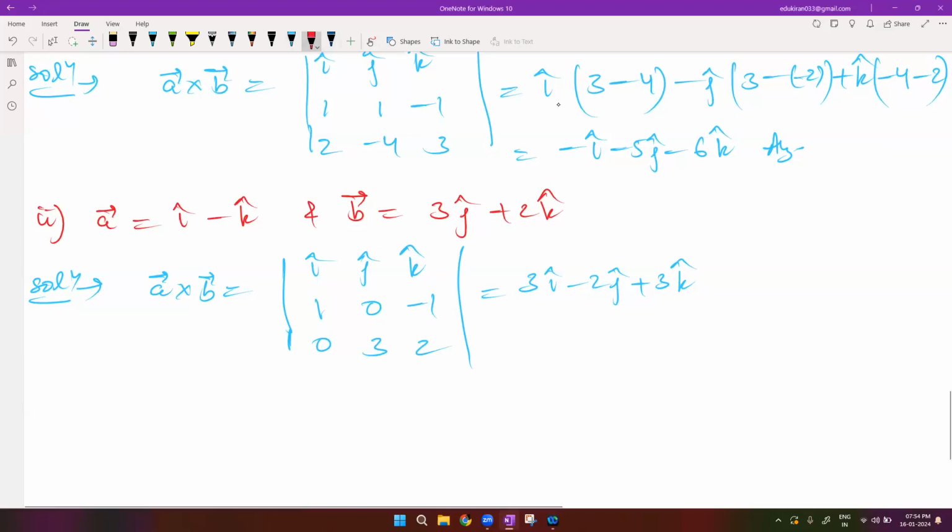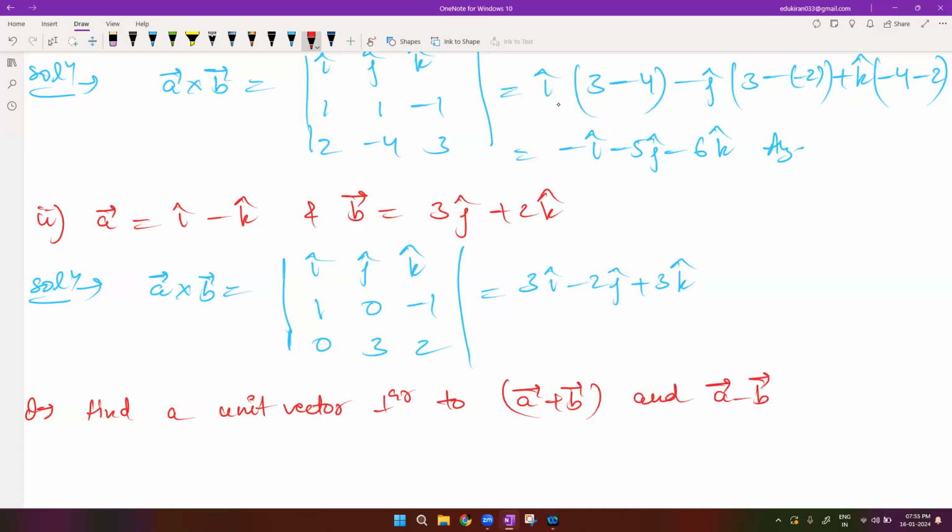Let's solve another question now, which says: find a unit vector perpendicular to a plus b and a minus b, where a is equal to 3i plus 2j plus 2k and b is equal to i plus 2j minus 2k.